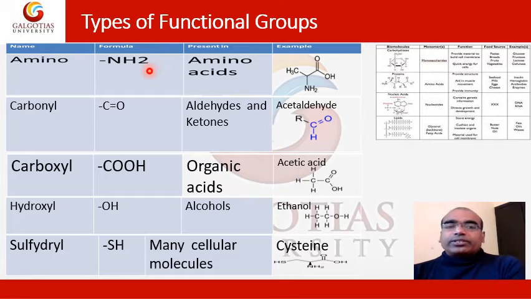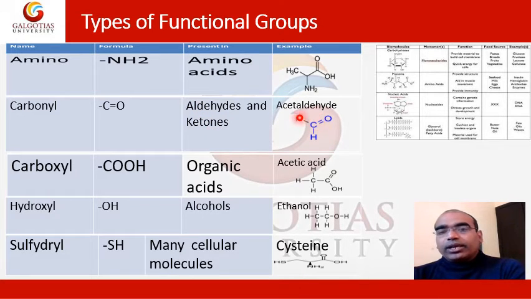Now, types of functional groups. Amino group: here you can see NH2 is the formula, and here in the chain you can see NH2. Next, the carbonyl group: its formula has one bond attached to this carbon atom, and this carbon again attaches to one oxygen via a double bond. It is present in aldehydes and ketones.